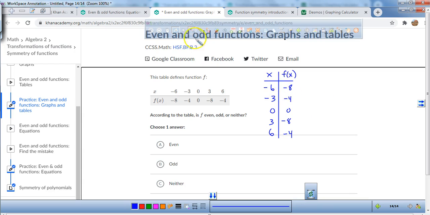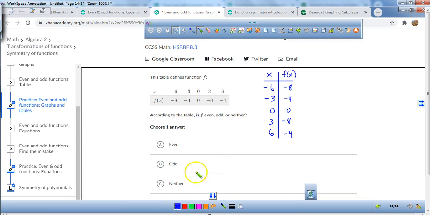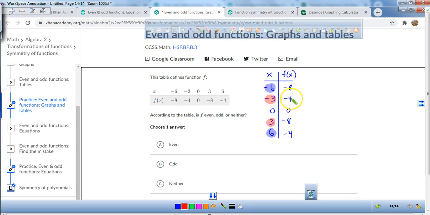Okay. Now here, it looks like I have opposite x values, but I don't have the same y values. These are different. All right, so these are totally different. And over here, I have opposite x values, but these y values are totally different. So this is definitely not an even function.